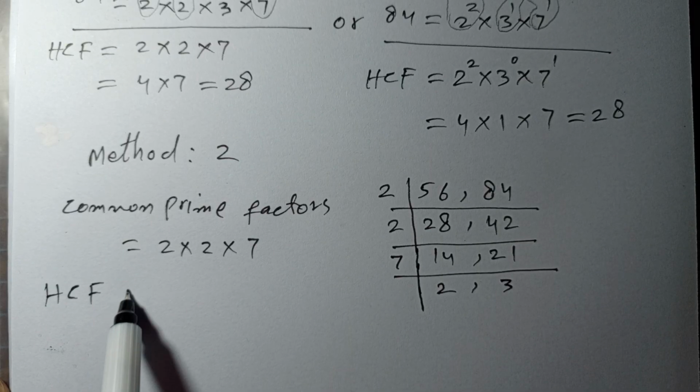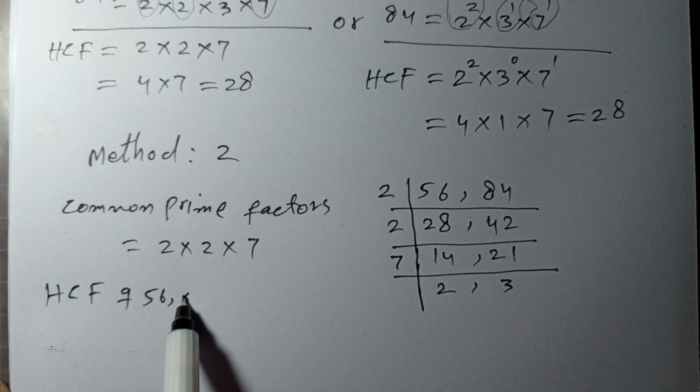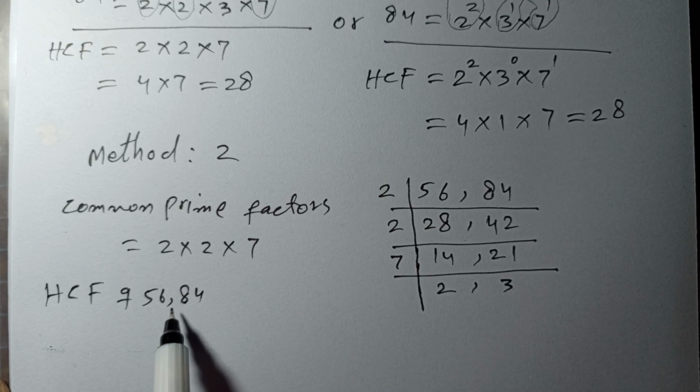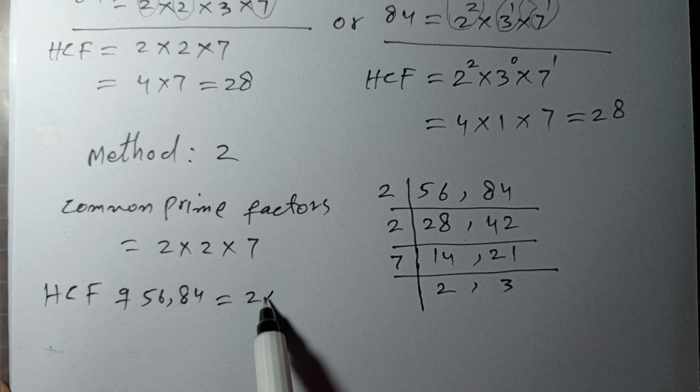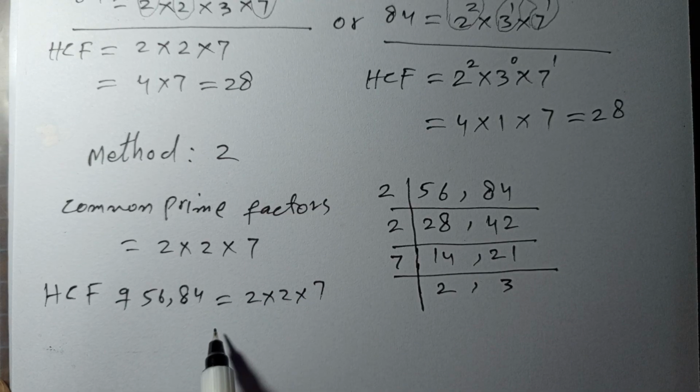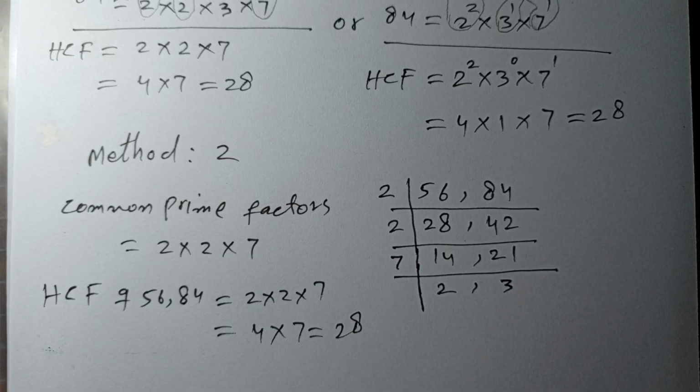and the highest common factor HCF of 56 and 84 is equal to 2 multiplied by 2 multiplied by 7. 2 2s are 4 multiplied by 7, 4 7s are 28. So again our answer is the same. It shows that our answer is right.